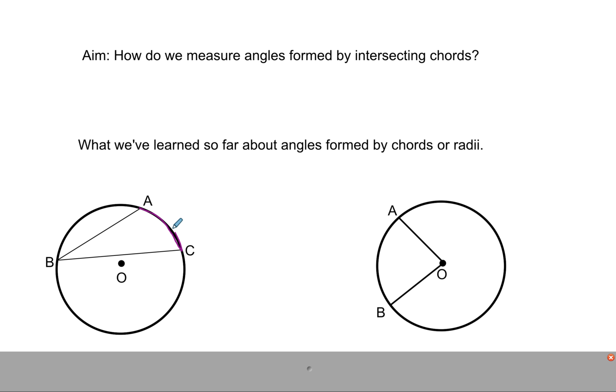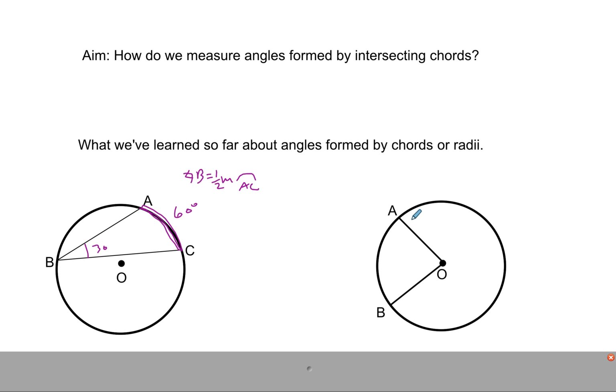One of the things we learned is that an inscribed angle is equal to 1/2 the measure of its intercepted arc. So the measure of angle B is equal to 1/2 the measure of arc AC. For example, suppose arc AC was 60 degrees. That means that angle B, which is an inscribed angle and intercepts arc AC, is equal to 30 degrees.